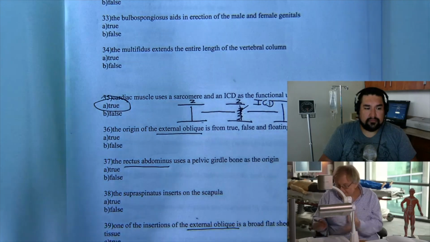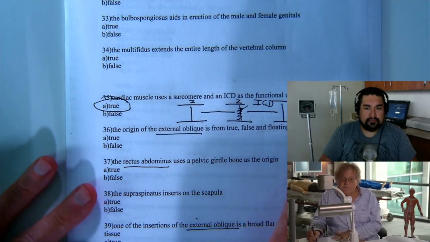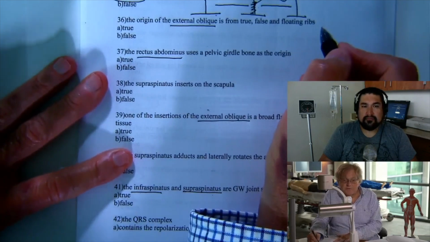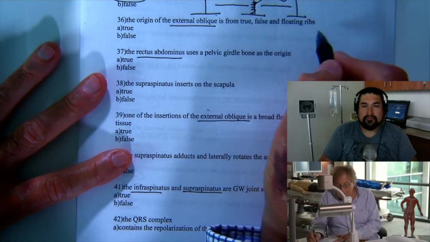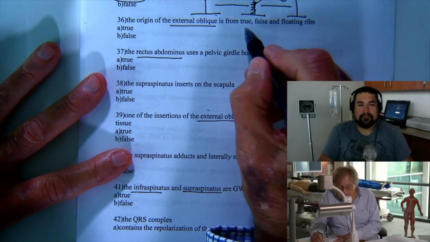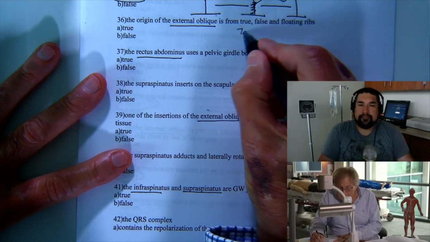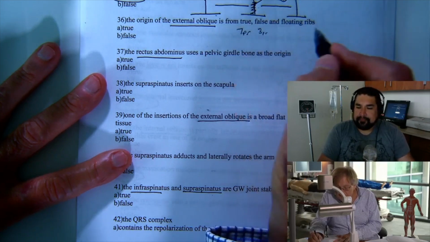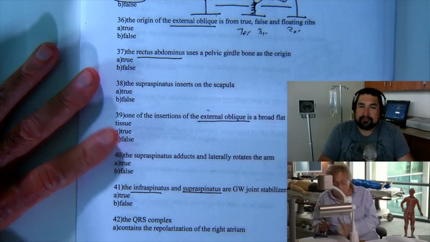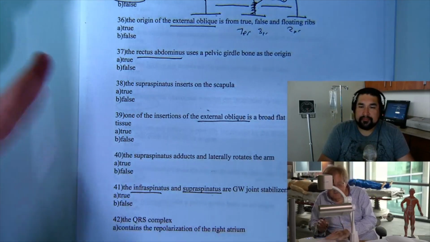And again, let me explain to you, when it says true, false, floating, it's actually expecting you to remember that there are three sets of ribs. There are going to be 7 pair of true, 3 pair of false, and 2 pair of floating. So when you look that up, you're going to see where it comes from.